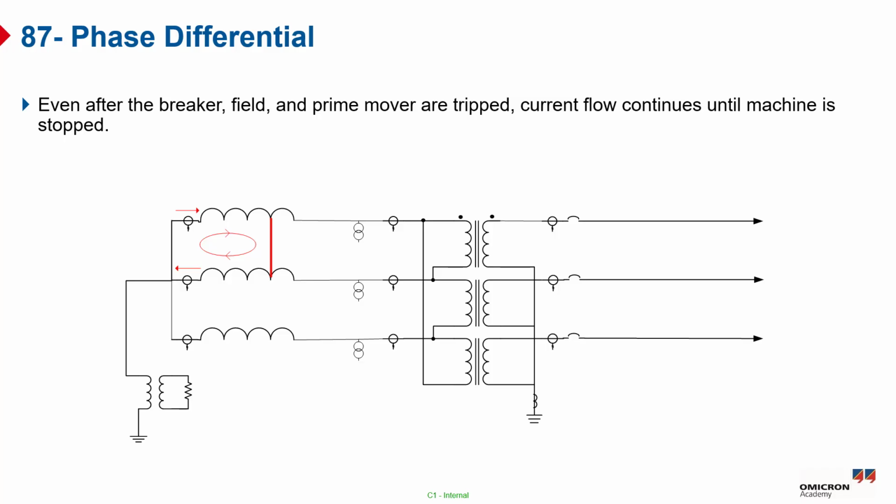So the generator's magnetic field continues to collapse, and the machine keeps rotating for a short time, which allows current to keep flowing until the rotor fully stops. This residual current can still cause additional damage if a fault exists. So fast and reliable protection is essential to limit this impact.